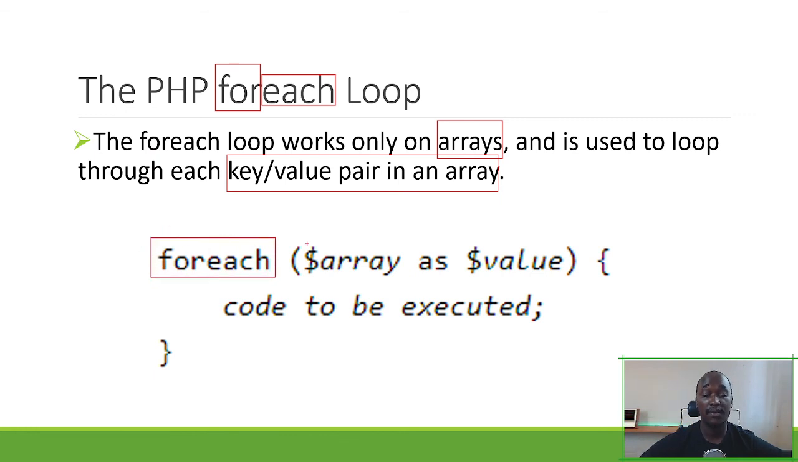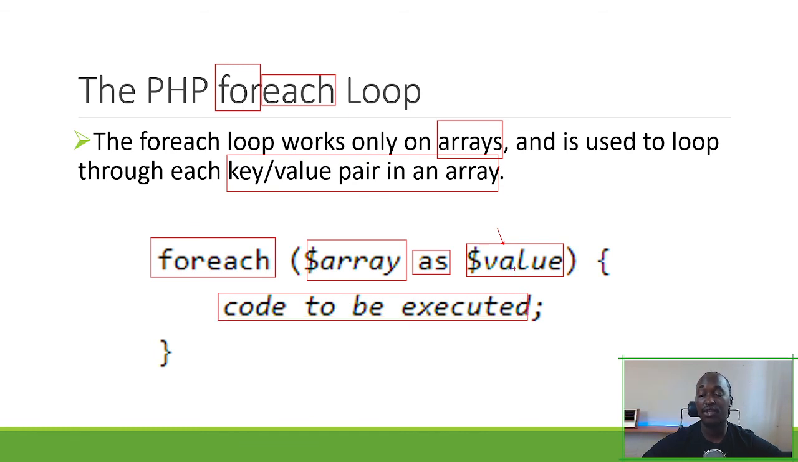For each, then the array, then as. So you want to save the value of the array in some variable. So that variable, you're calling it value on each loop. Then, for example, you say echo value. So it's going to begin from index 0 of the array and print the value. Then index 1, then index 2, then index 3, and so on and so forth. So that's how we do that.